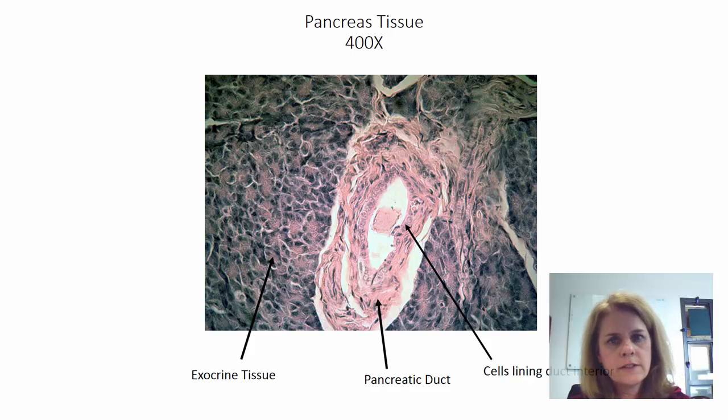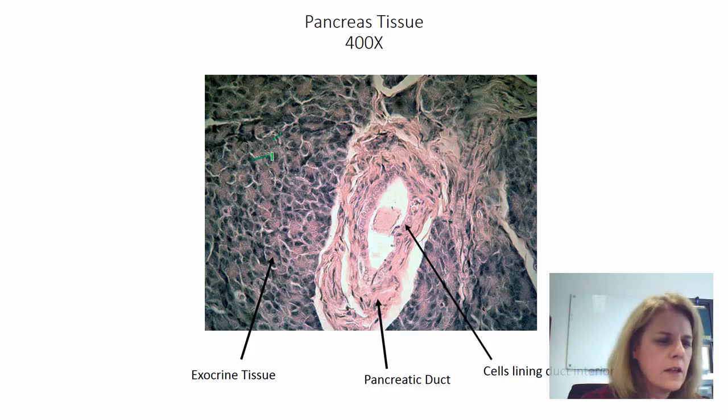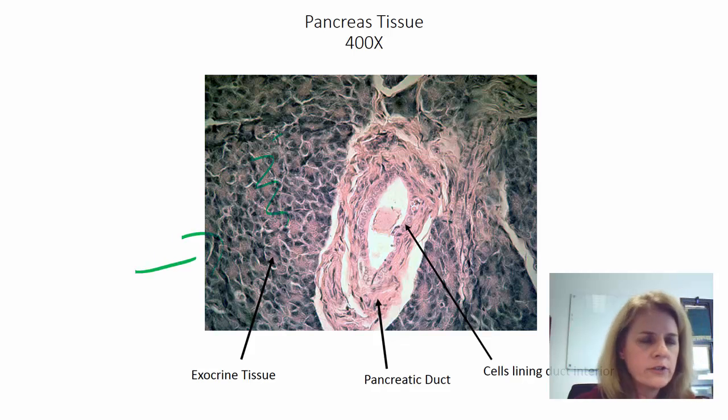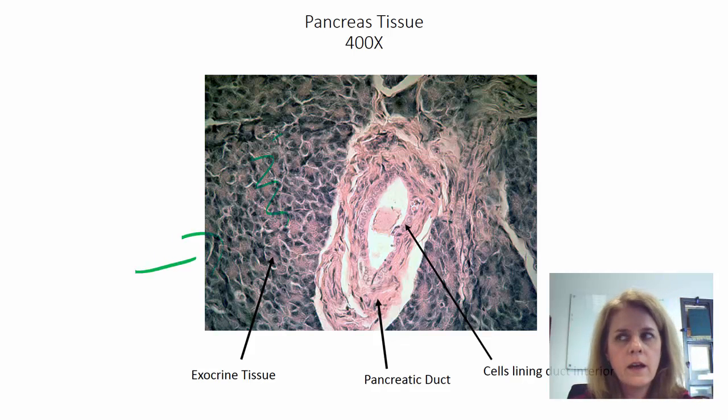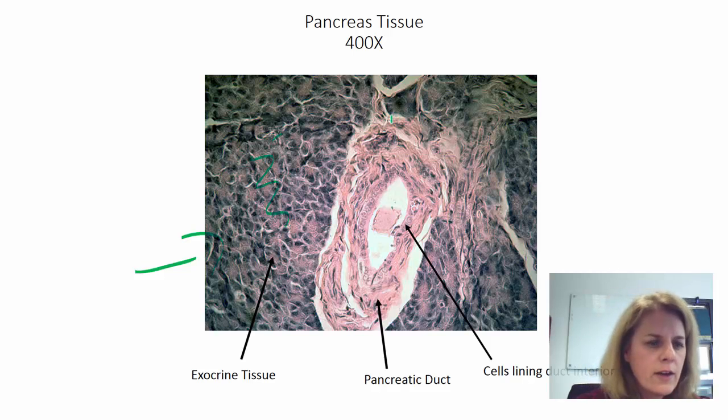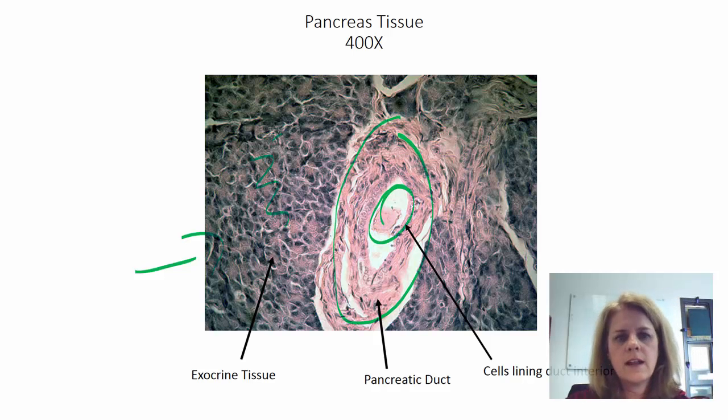Here's another stain of the pancreas. This is all the exocrine. Again, it looks very glandular, just like the parathyroid and the anterior pituitary, the adenohypophysis. You have a large pancreatic duct. You see a large lumen here. So this is where things can exit out of the pancreas.